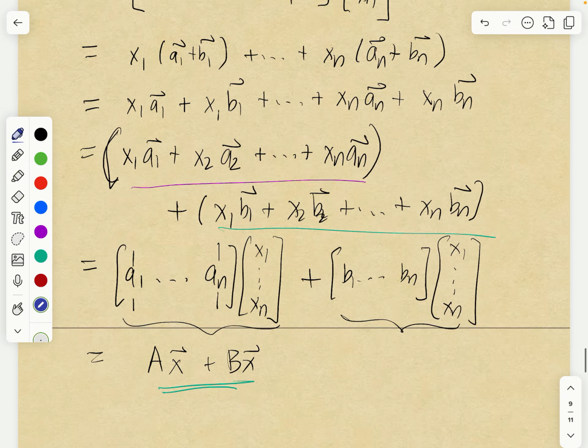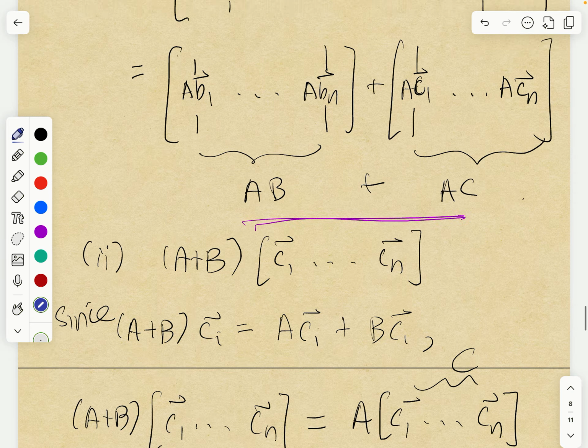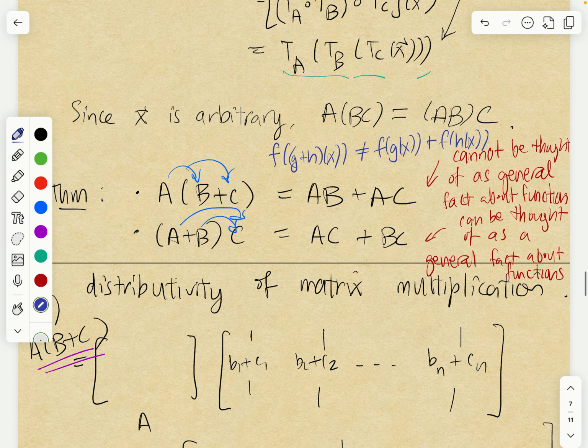Okay. And I'll let you think about how this second one is a general fact about functions. I don't want to get into that.